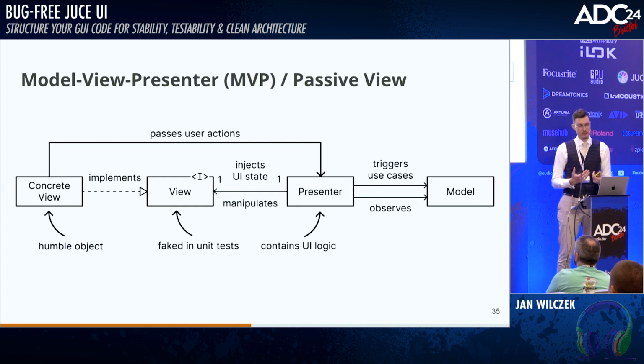So this is already quite nice because we have the interface, so we can fake it in unit tests, right? So we can test the presenter by faking the view, creating a fake representation of the view, and let the presenter manipulate it. And on this fake view, we can then assert certain actions. We can, of course, test the model, and we assume that our concrete view is a humble object. What it is, I'll explain in a second, but it's not tested.